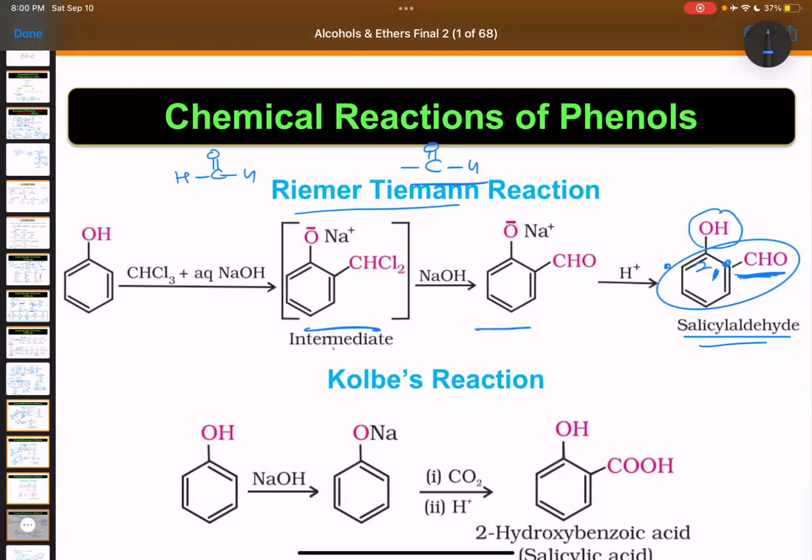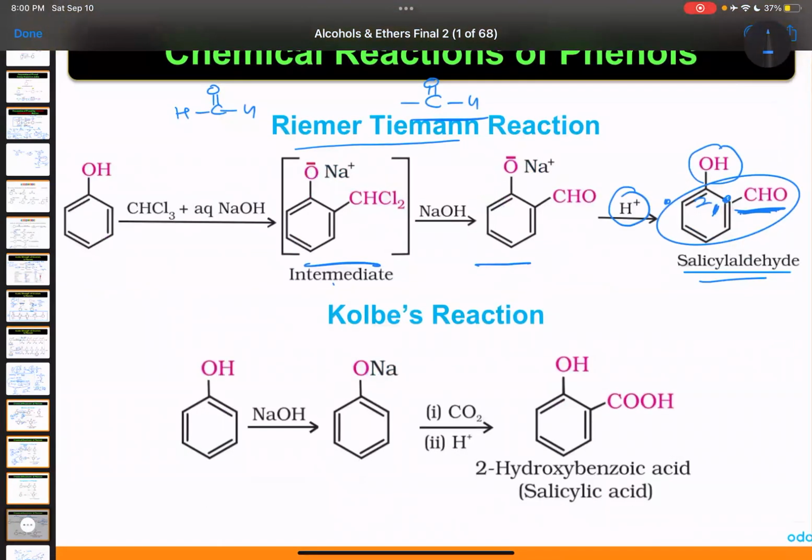Finally, when you do the acidification in the last step, you have the final salicylaldehyde being formed. This is the formylation of phenol by taking CHCl3 and NaOH. Is it clear? Any doubts in this?